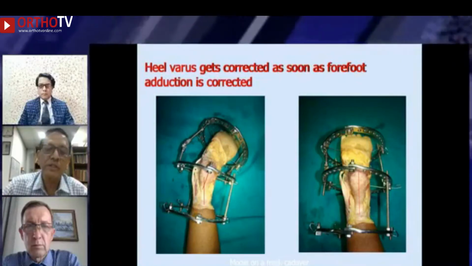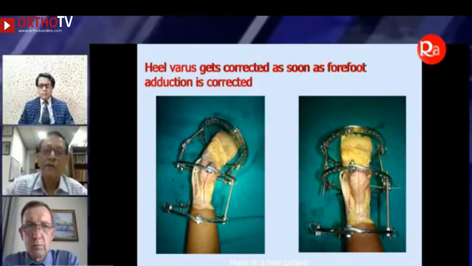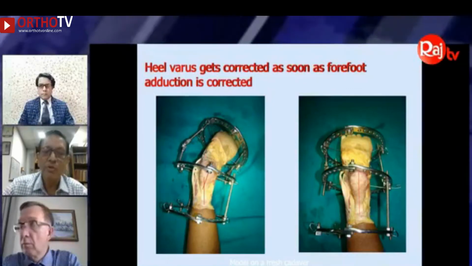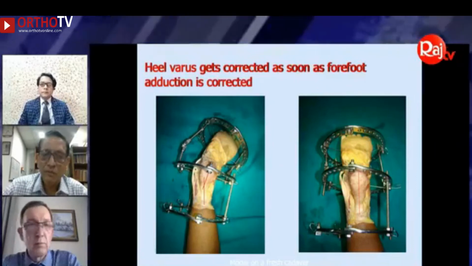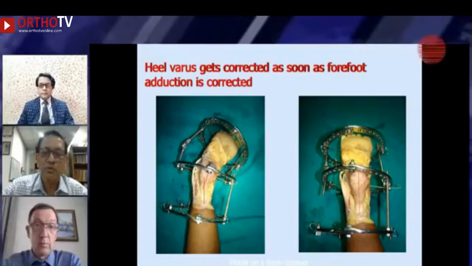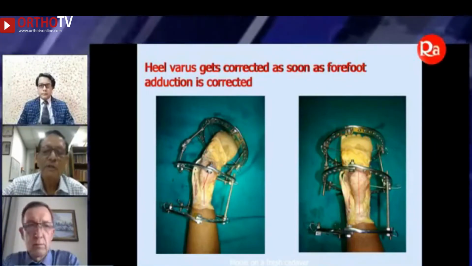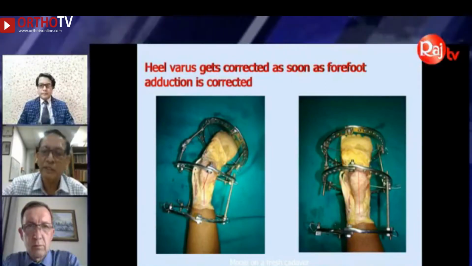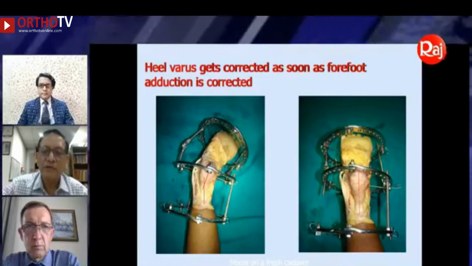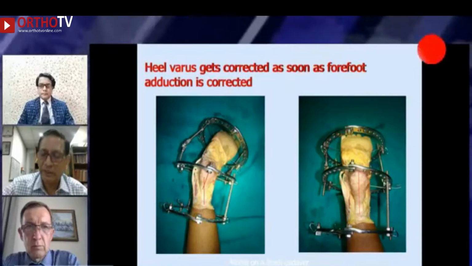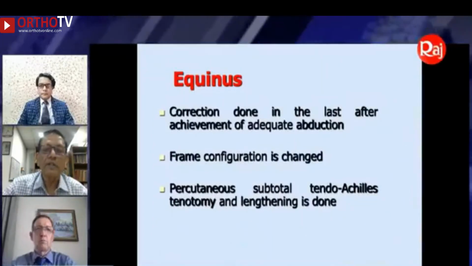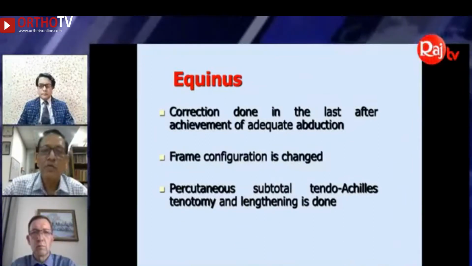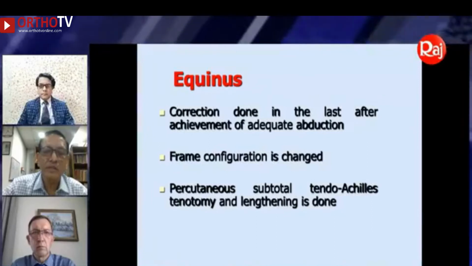This question is asked: how much abduction? Usually 30 to 40 degrees because these are older children. Ponseti says 70 degrees, but in these cases 30 to 40, 50 is only possible. That is not possible. So our basic principle is first we correct the pronation, and after that we do correction of the adduction. And correction of equinus is done in the last.